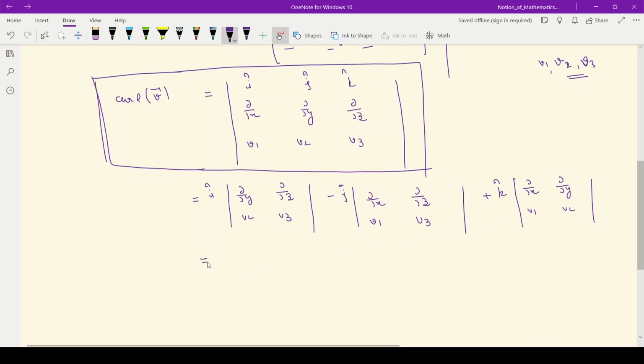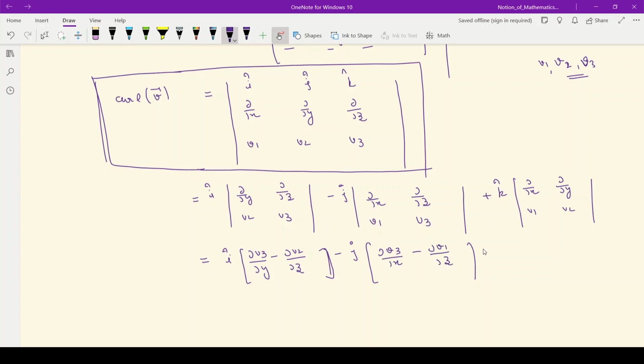Now a little bit more modification can be done here. i cap, partial v3 by partial y minus partial v2 by partial z, minus j cap. Inside the bracket I can write partial v3 by partial x minus partial v1 by partial z, plus k cap. Inside the bracket I can write partial v2 by partial x minus partial v1 by partial y.